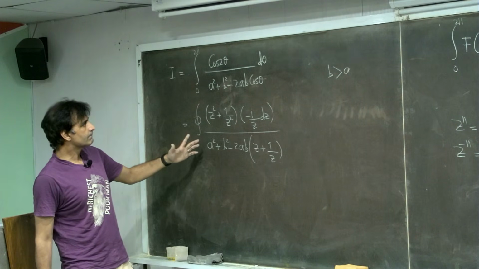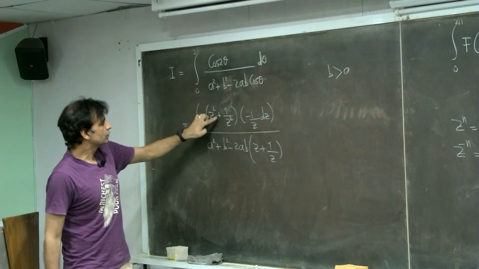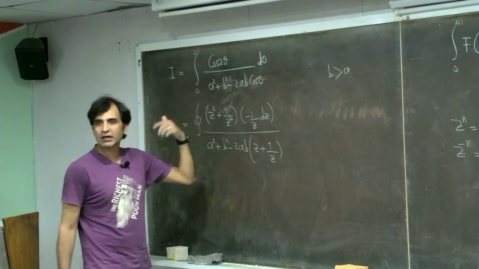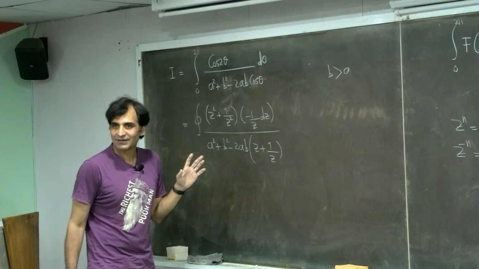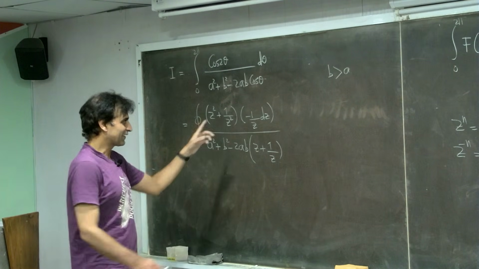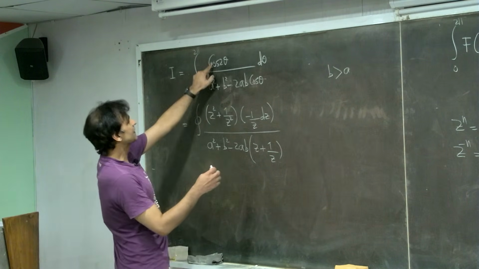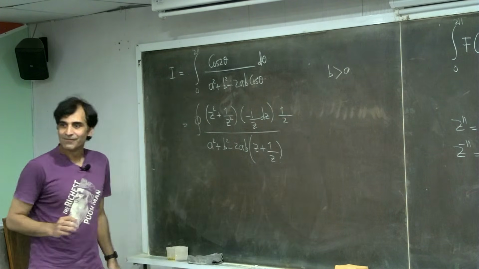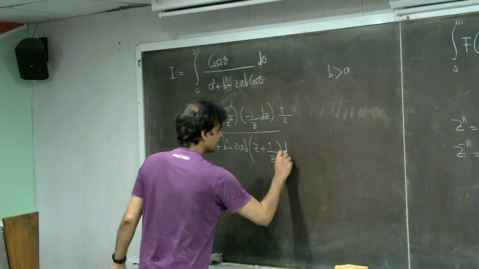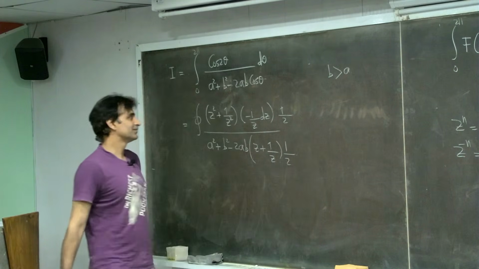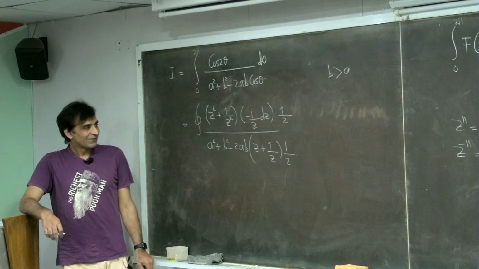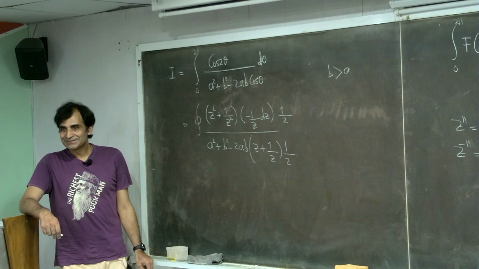z to the power n plus... This is 2, this is 2, this is 1, this is 1. And now I have to write all the factors of half. You remember this has a factor of 1 over 2, and this has a factor of 1 over 2. I hope everything is fine now. If not, then let me know.